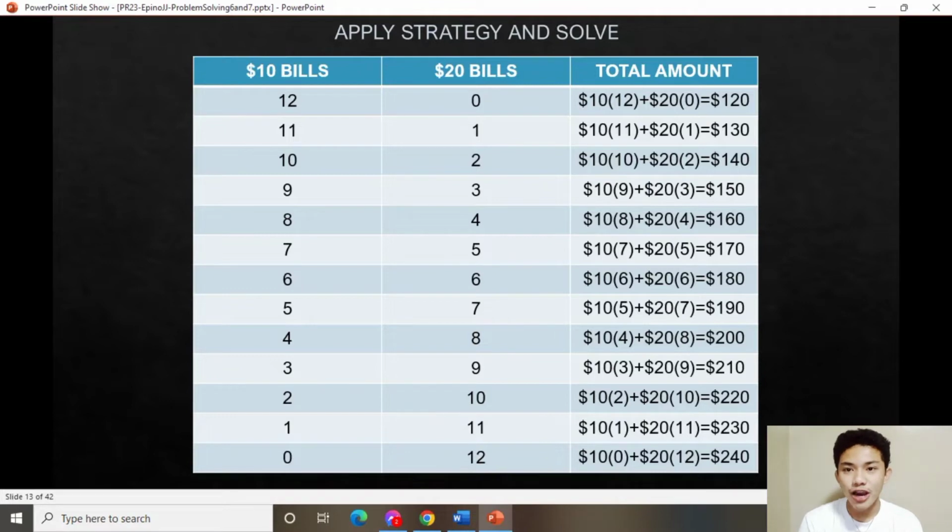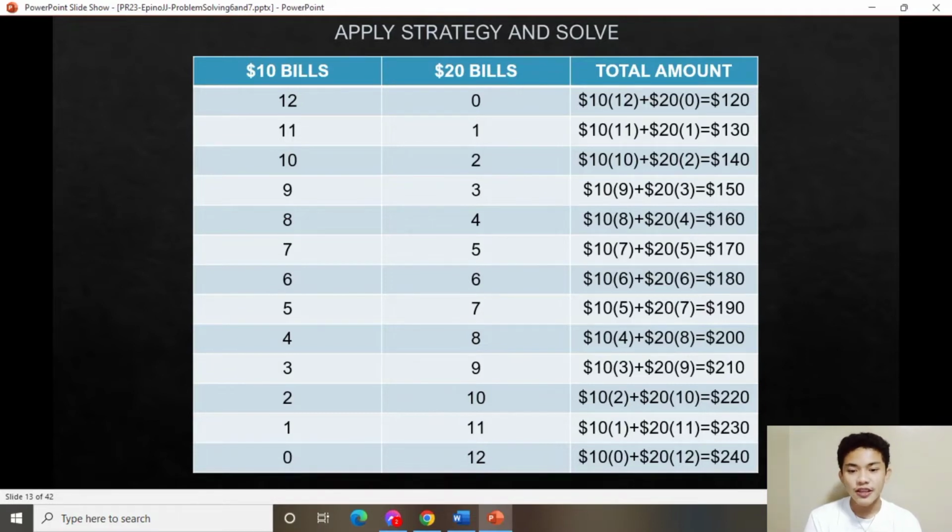And if we have 7 10 bills and 5 20 bills, we have 170 bills. And if we have 6 pieces of 10 bills and 6 pieces of 20 bills, we have 180 bills. And if we have 5 pieces of 10 bills and 7 pieces of 20 bills, we have 190 bills. And if we have 4 pieces of 10 bills and 8 pieces of 20 bills, the total amount is 200 bills.